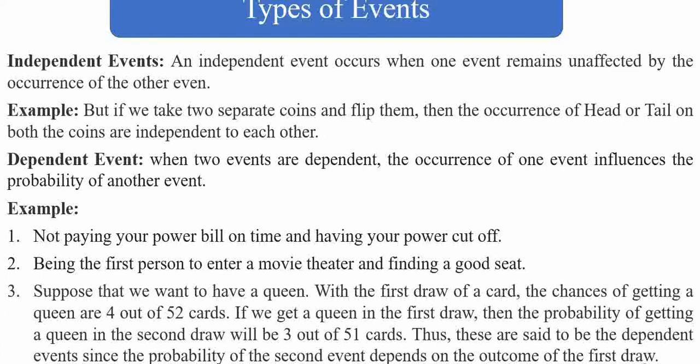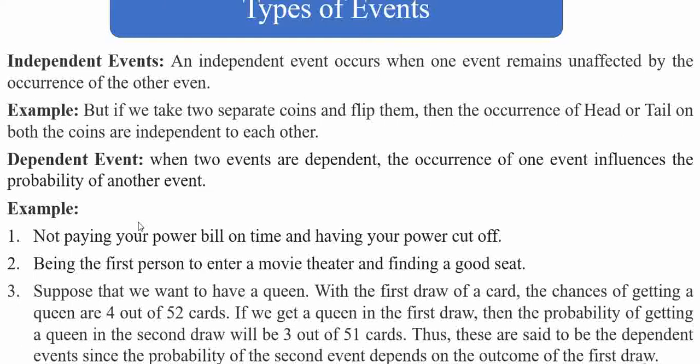Dependent event. When two events are dependent, the occurrence of one event influences the probability of occurrence of another event. So this is just the opposite of the independent event. In the independent event, we say that the occurrence of one event is not affected by the occurrence of another event. Here we say that the occurrence of one event influences the probability of occurrence of another event.